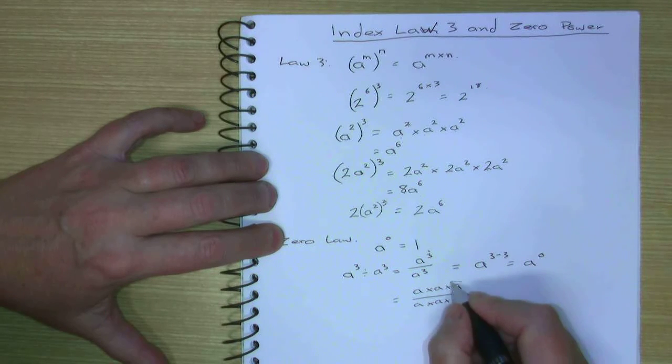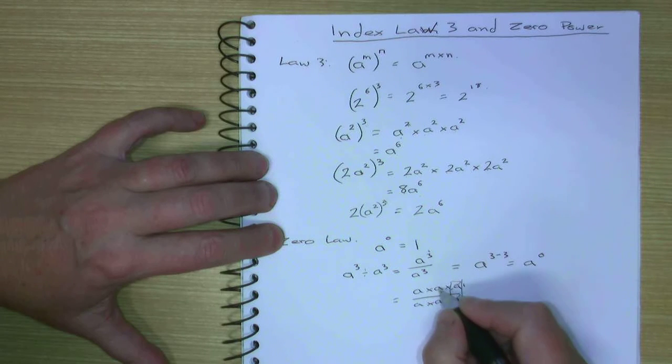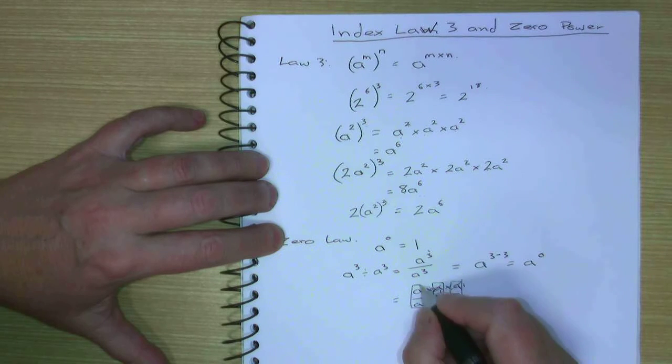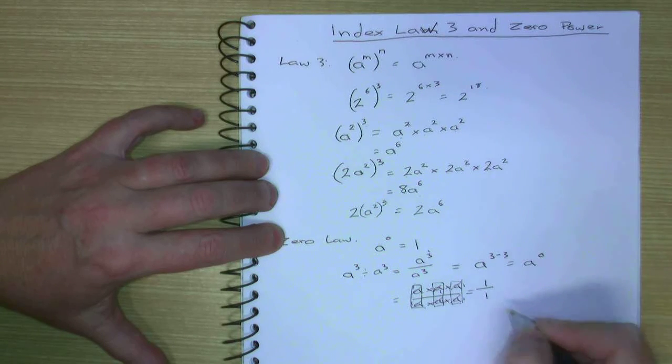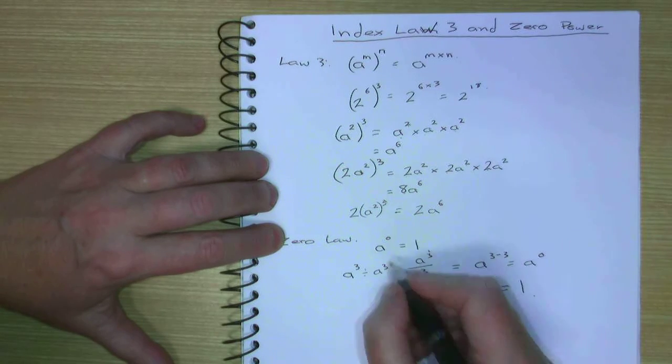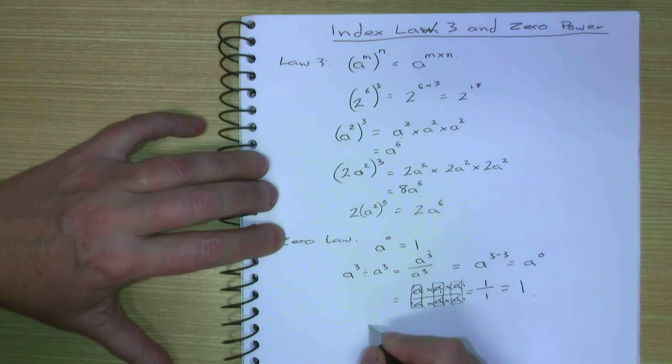each one of these can cancel. A over a is 1 over 1. A over a is 1 over 1. And a over a is 1 over 1. So when I multiply those out, I end up with 1 over 1, which we know is 1. So the zero law says anything to the power of 0 is 1.